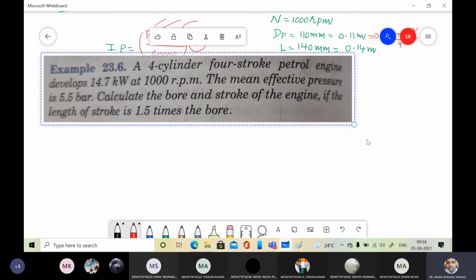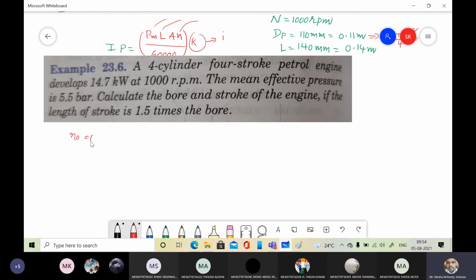Right. Now, next problem. A 4-cylinder engine. How many cylinders are there? Four. What is the symbol? K. Remember, in some textbooks, K is taken as the number of working strokes and N is taken as the number of cylinders. Don't bother about that. Whatever you take, you should mention that.